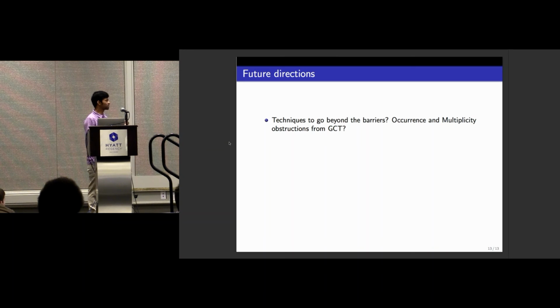One of these ideas seems to be occurrence and multiplicity obstructions from GCT, but these are ridiculously hard. These are very, very difficult. In comparison to rank methods, this is a much harder technique to even try and implement. So what other ideas do we have?